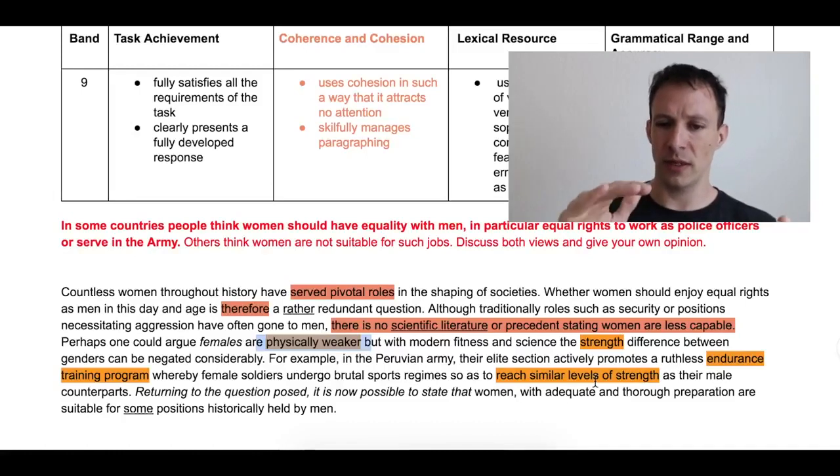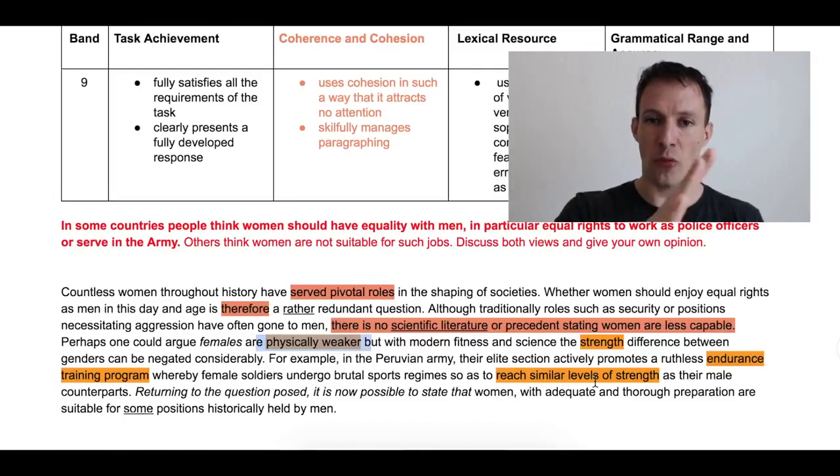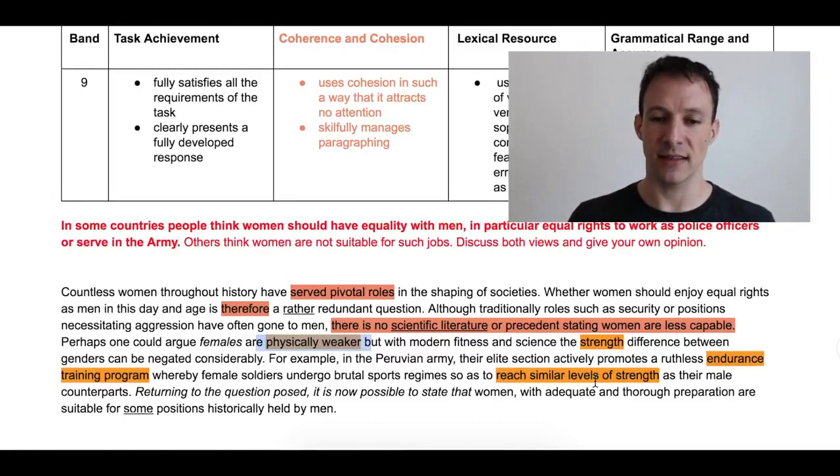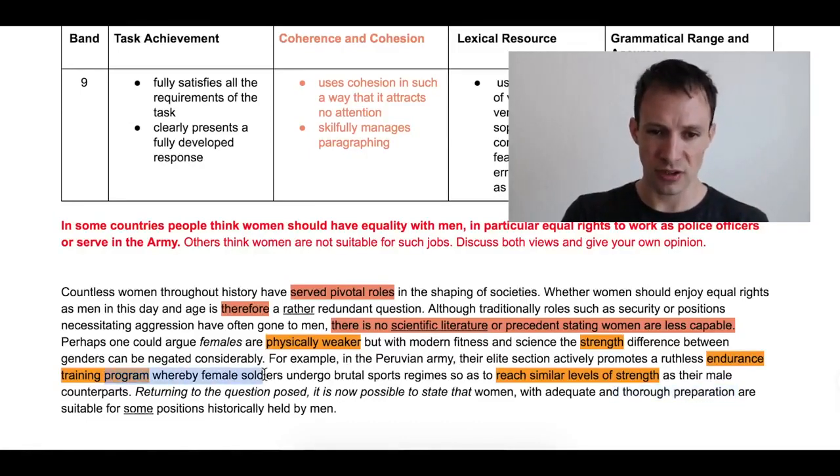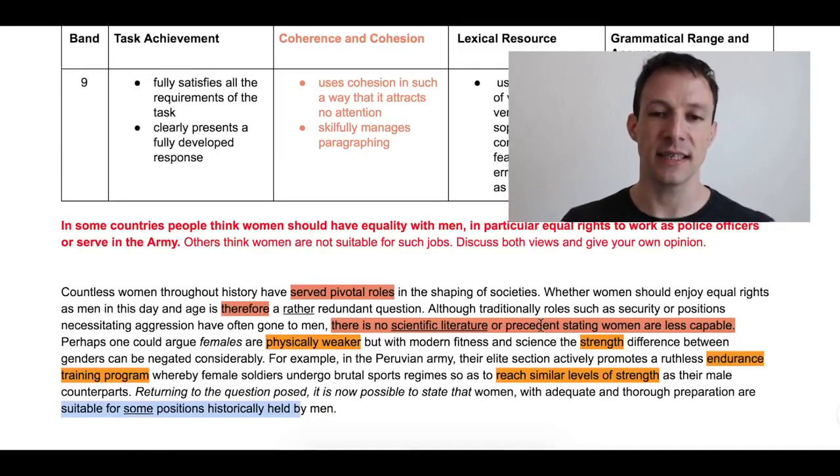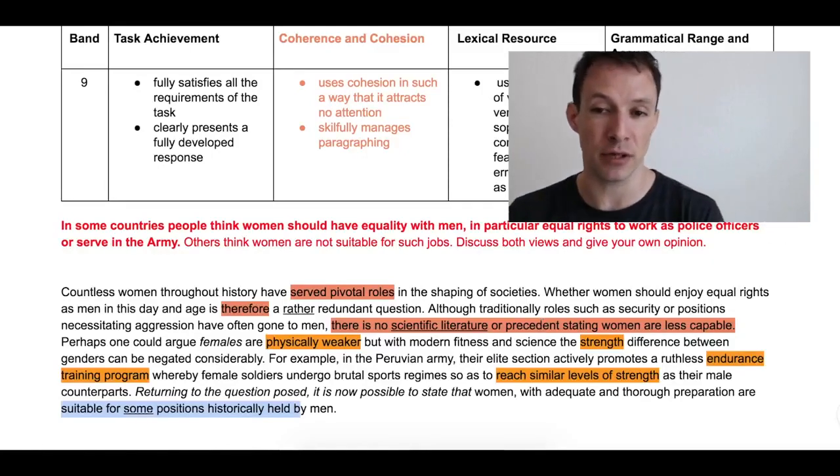So hopefully you'll be able to see here that there is a thread running through it, and it all keeps it together. Okay, and then at the end here, I'm talking about thorough preparation, which is what I'm talking about here, and then suitable for some positions, which is what I talked about at the beginning. So you can see that it all ties in together to make a very coherent paragraph.